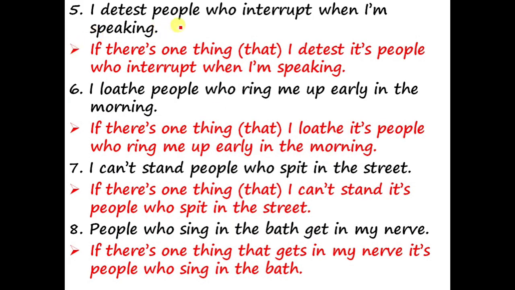Similarly, I detest people who interrupt when I'm speaking. Again, object relative clause. If there is one thing I detest, it's people, and the relative clause, who interrupt when I'm speaking. I loathe people who ring me up early in the morning. Again, object relative clause. If there is one thing I loathe, it's people who ring me up early in the morning. I can't stand people who spit in the street. If there is one thing I can't stand, it's people who spit in the street. People who sing in the bath get on my nerves. If there is one thing that gets on my nerves, it's people who sing in the bath.